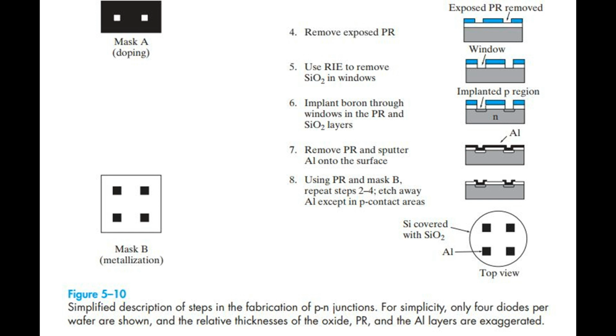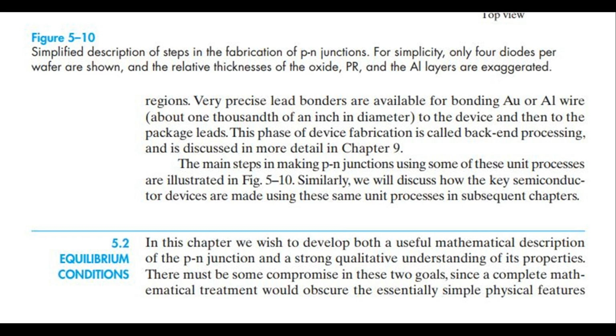Very precise lead bonders are available for bonding gold or aluminum wire, about 1/1000th of an inch in diameter, to the device and then to the package leads. This phase of device fabrication is called back-end processing, and is discussed in more detail in Chapter 9. The main steps in making p-n junctions using some of these unit processes are illustrated in Fig. 5.10. Similarly, we will discuss how the key semiconductor devices are made using these same unit processes in subsequent chapters.